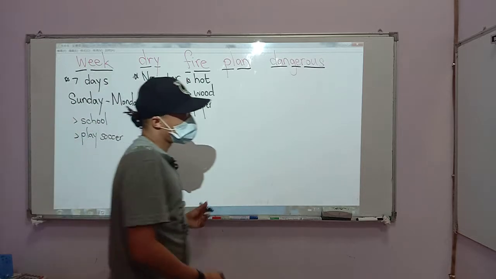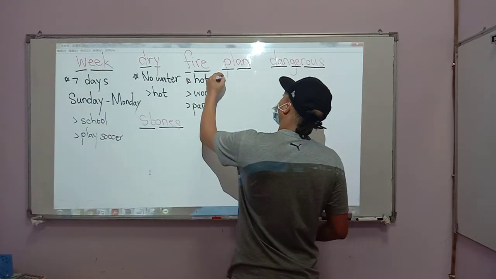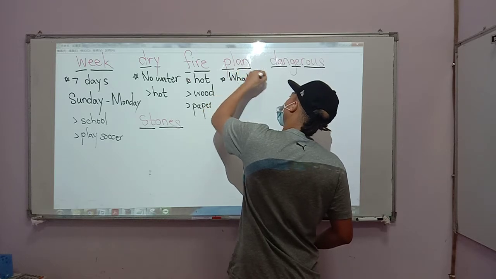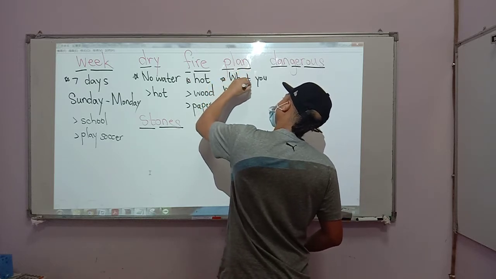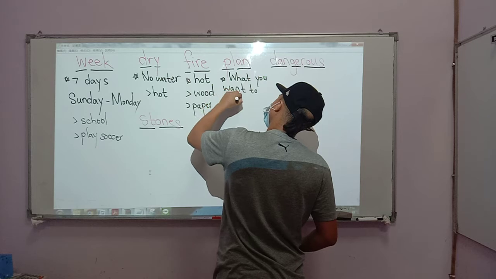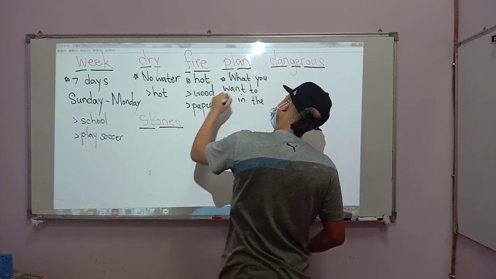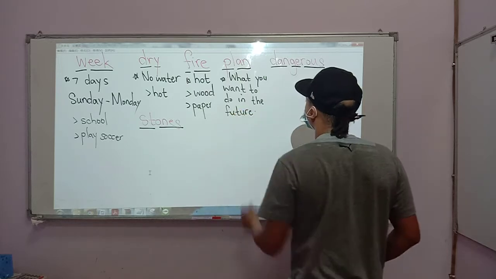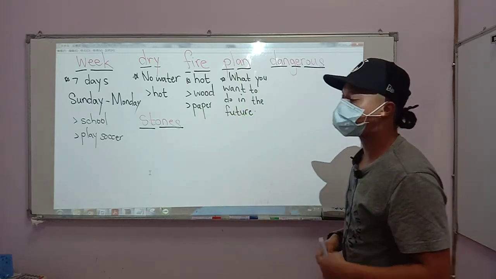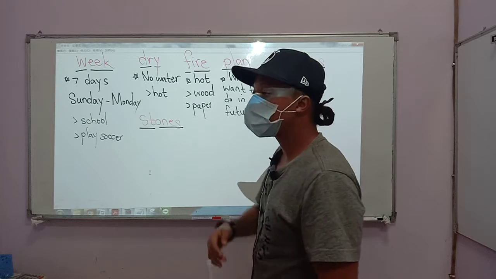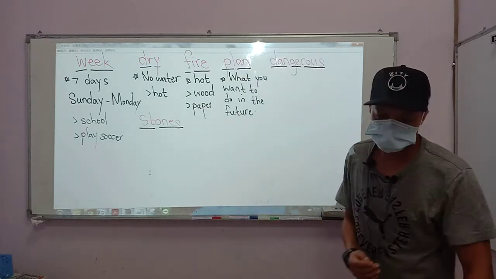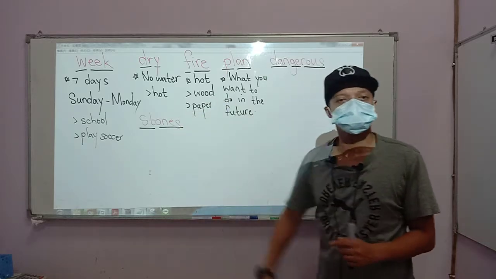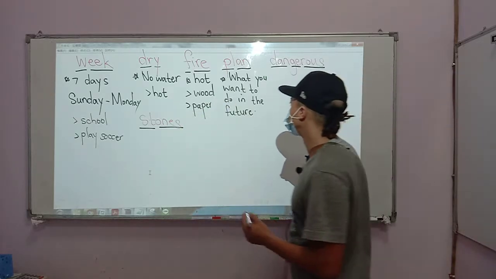Okay. Next one is a plan. This is what you want to do in the future. Alright, and in English you will often hear people asking you, what is your plan for next week? So they want to know, what are you going to do next week? Okie dokie.